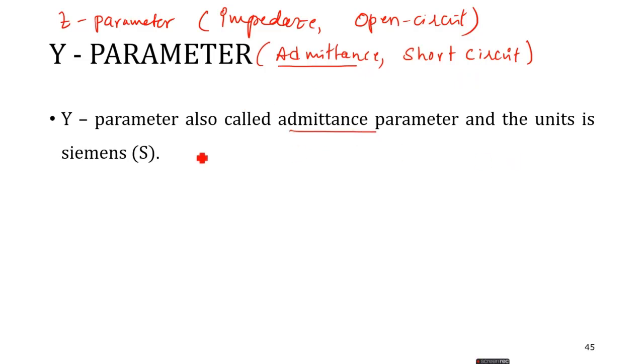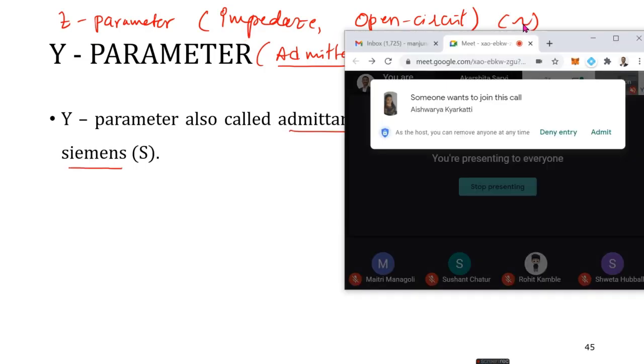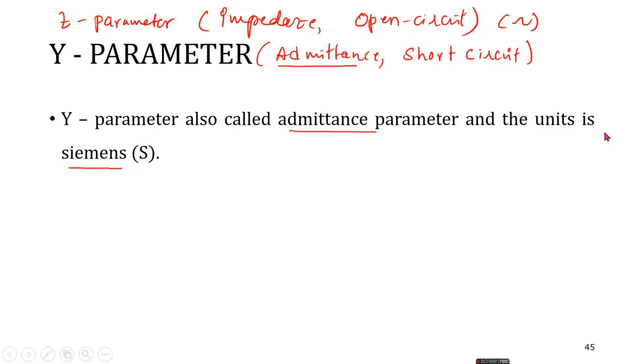So the unit for Z parameters is ohm. The unit for the Y parameters is Siemens. Alright, so it is the reciprocal of impedance. 1 by Z is called Y parameters. The unit of this is ohm, and the unit of Y parameters is Siemens.